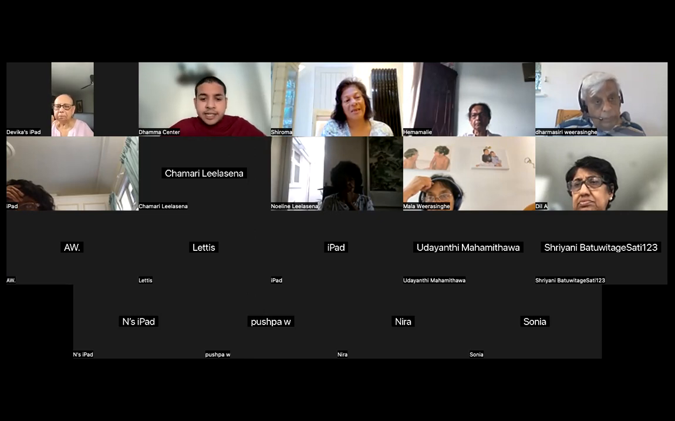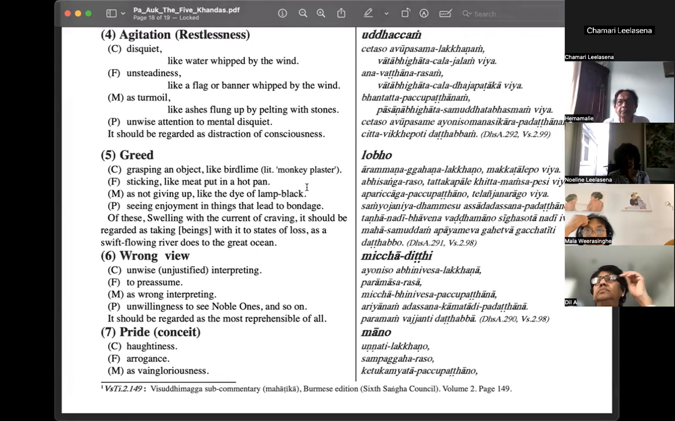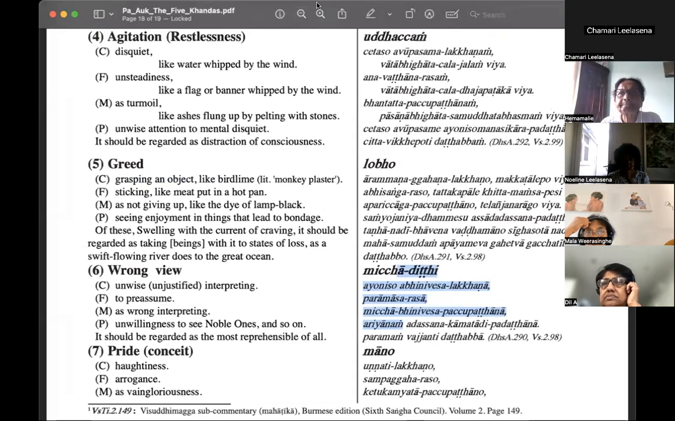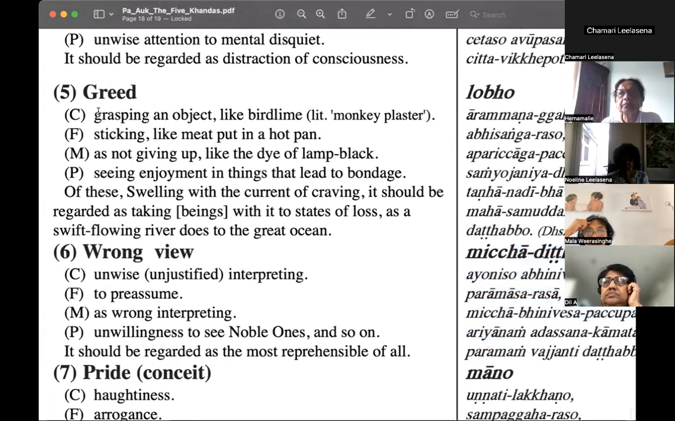Here I just pulled this up, because you mentioned the word proximate cause. Here, under greed: grasping, the characteristic is grasping the object. Can everyone see? Is this too small? The characteristic of greed is grasping an object. The function is sticking, like meat put in a hot pan.